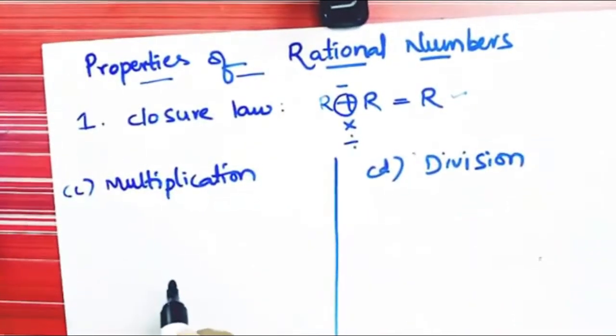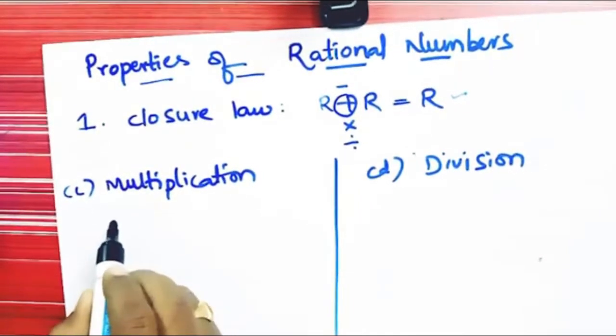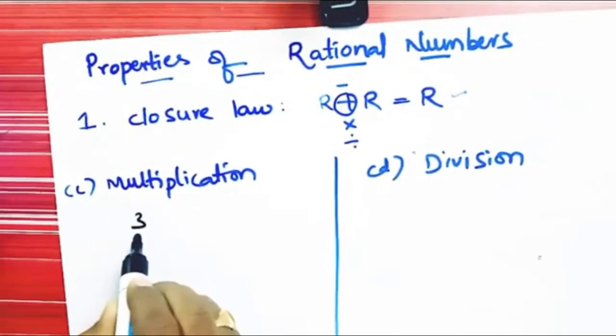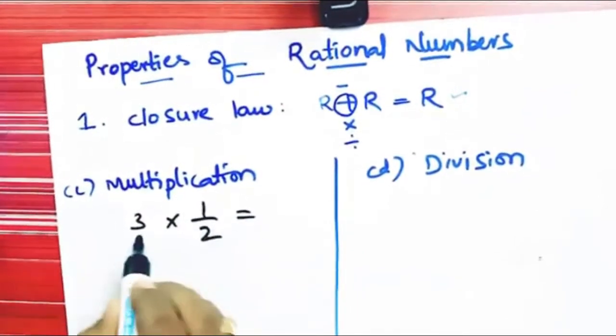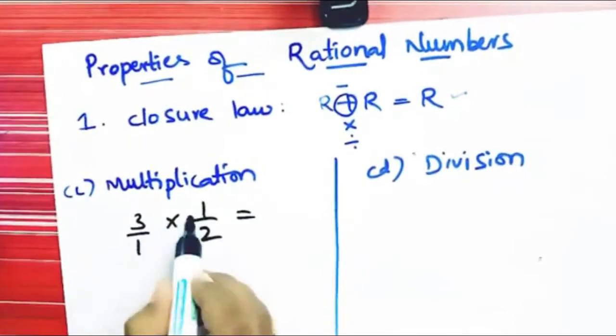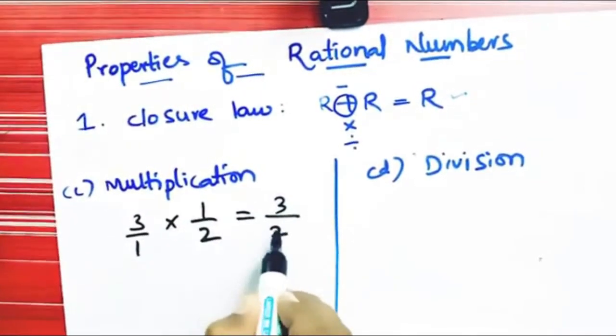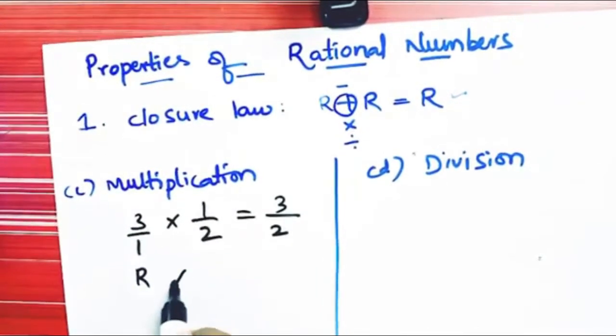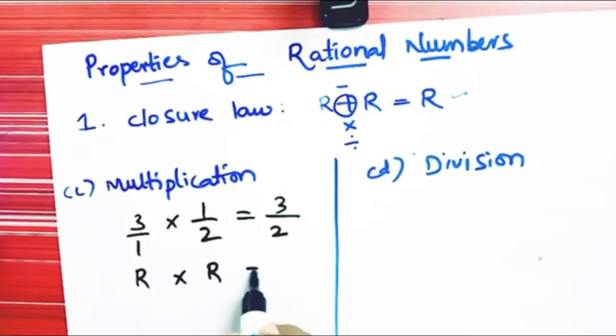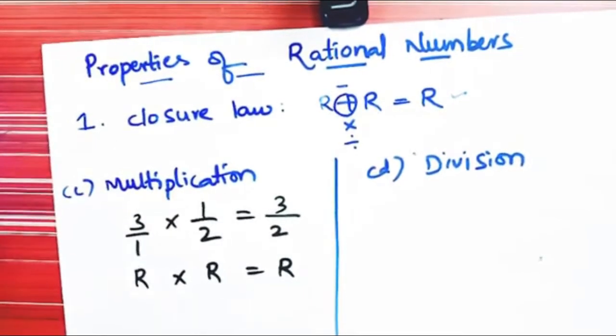Now I will go with closure property with multiplication. In that example, we are taking 3, which is a rational number, and 1 by 2, which is also a rational number. So we are multiplying here. 3 times 1 is 3, and 1 times 2 is 2. So 3 by 2 is also a rational number. We are multiplying rational numbers again, and the product is a rational number. From this example we can conclude that the rational numbers are closed under multiplication.